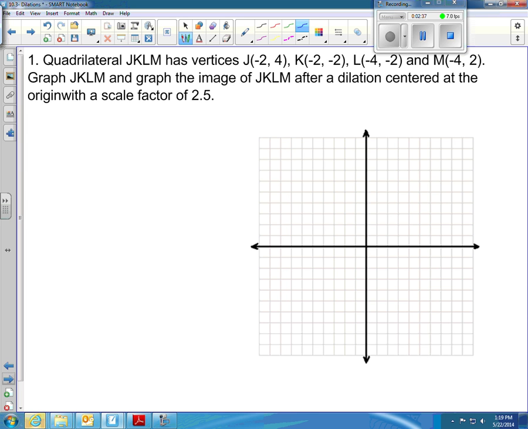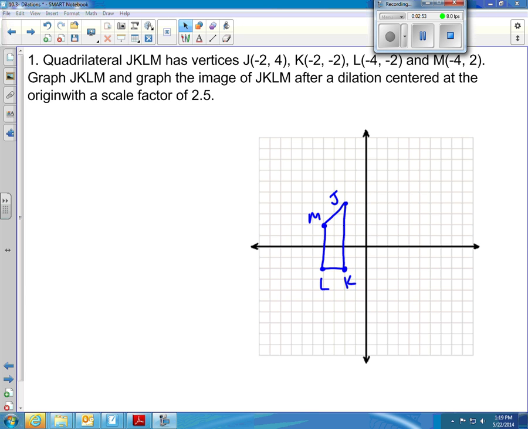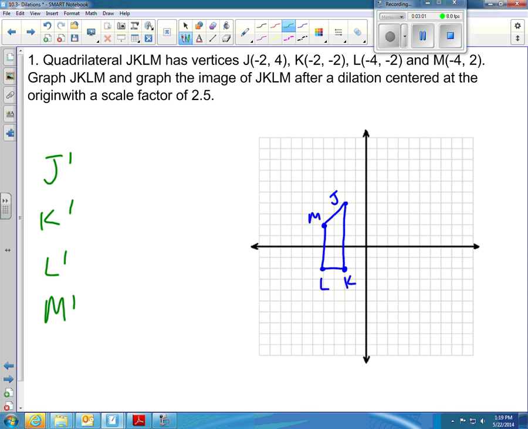All right, so we have a quadrilateral. Again, I'm going to pause it, I'm going to ask you to graph it, and then we'll pull back together for our new prime figure. All right, here's our original figure. Now, grabbing that second color of ours, we're going to come up with our prime ones: J, K, L, and M. All right, so our scale factor here is 2.5.